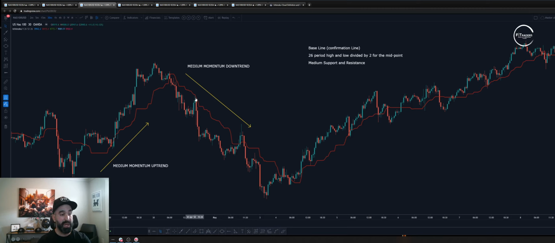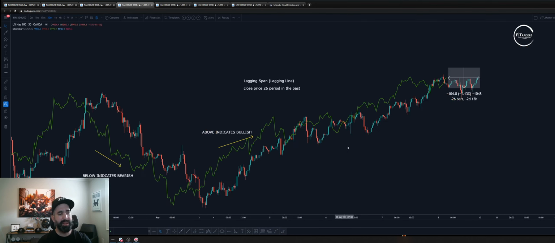You can see some rejections here. You can see some supports here, some supports here, some supports here. That's how you would use the baseline, also known as the conversion line. Let's move on. Talk about the Leggings Span.